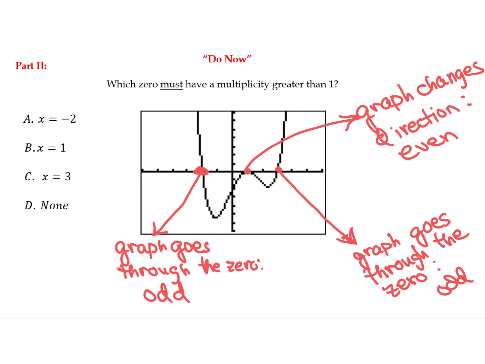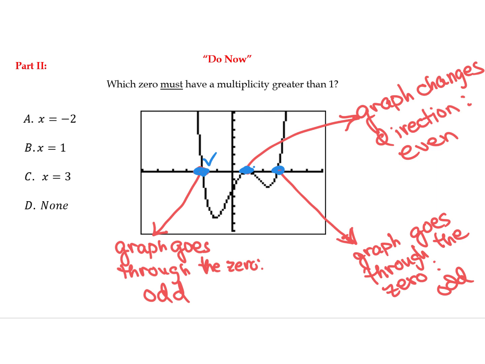Which 0 must have a multiplicity greater than 1? And I have 3 zeros shown on the graph, and I've written a statement about each one of those zeros. All right, the graph goes through this 0, therefore the multiplicity is odd. And normally when we think of odd multiplicity, it's going to be 1 or 3.